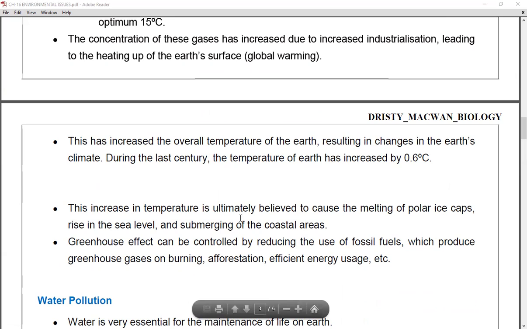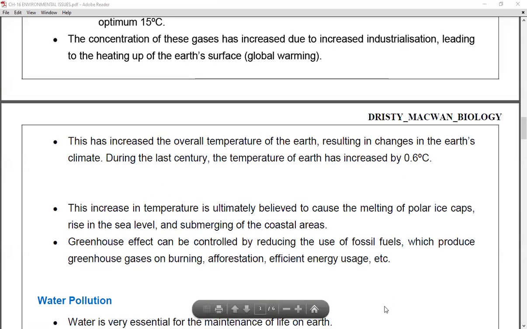This increase in temperature is ultimately believed to cause the melting of polar ice caps, rise in the sea level, and submerging of the coastal areas. Nowadays, due to global warming, the polar ice caps are melting, and all this water goes into the seas and oceans. This leads to a rise in the sea level, and for this reason the coastal areas are submerged in the sea, right?